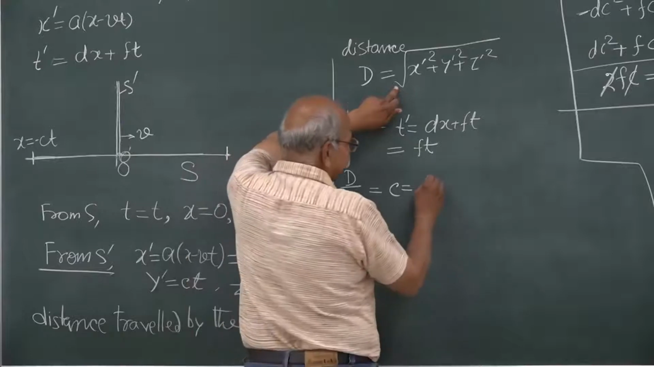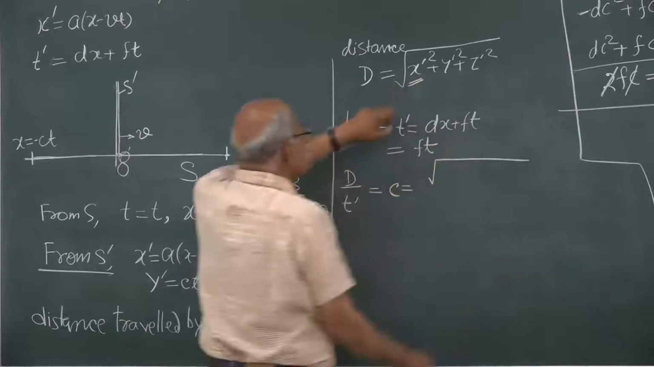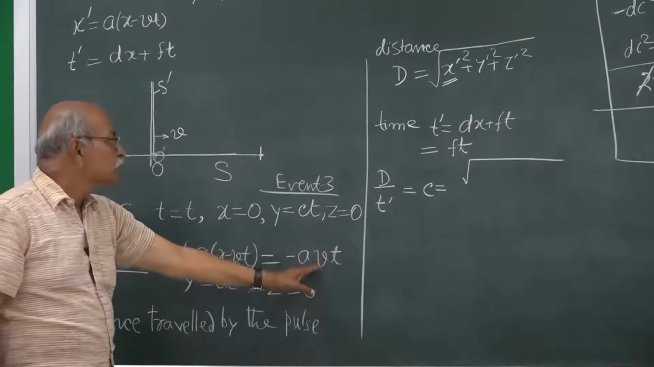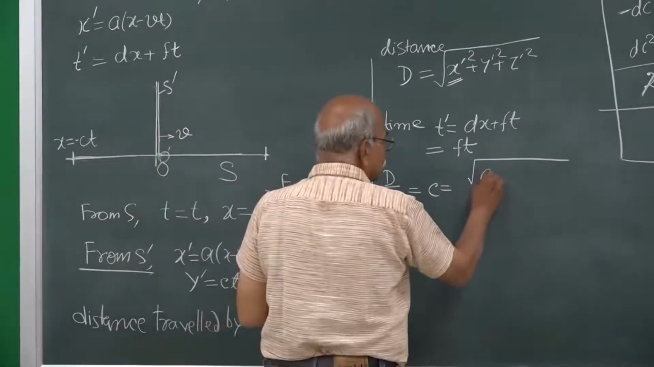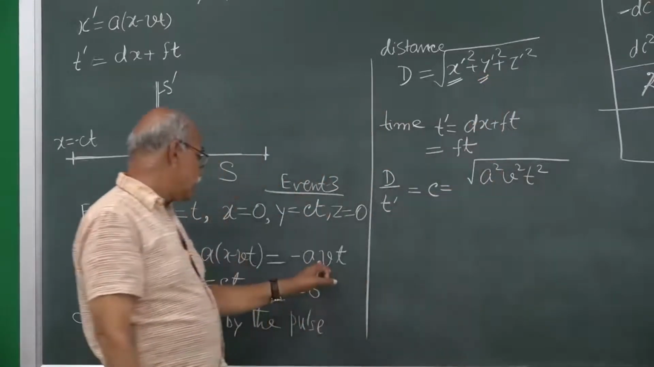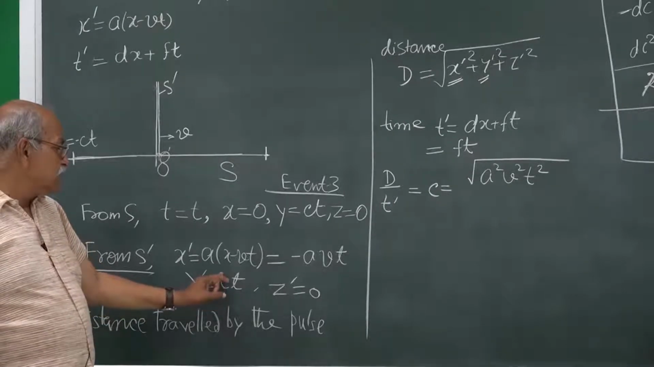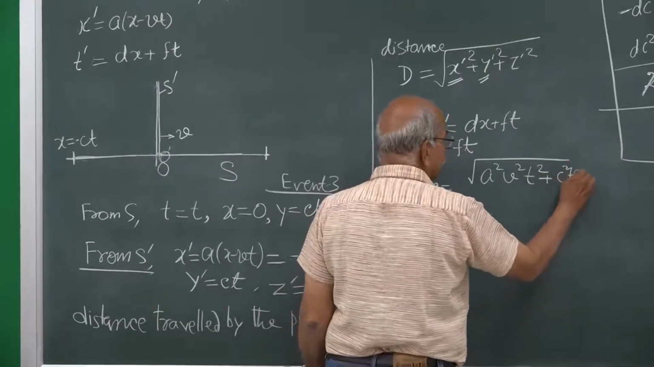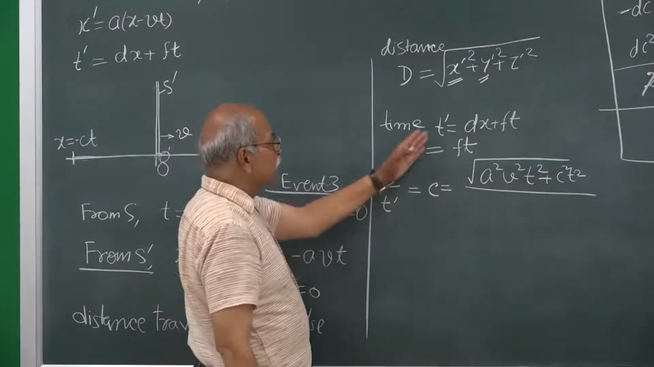and that should be the square root of, what is x prime? X prime is here, minus a v t. So, x prime square is a square v square t square. What is y prime? Y prime is c t. So, y prime square is c square t square. So, plus c square t square, and z prime is 0, and that divided by t prime, and t prime is f into t.